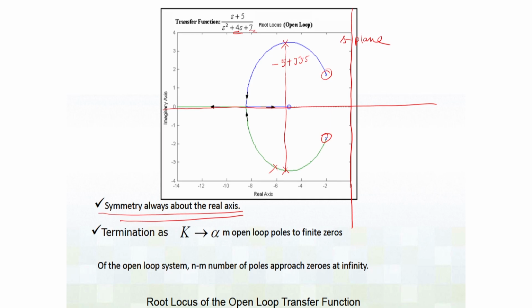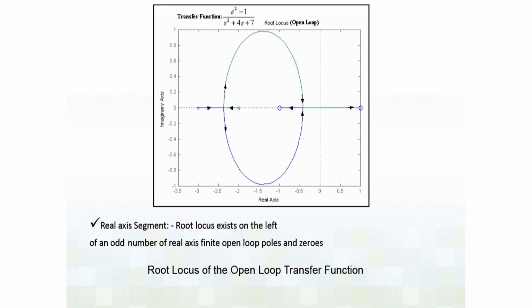Now, let us say that we have 2 poles here and 1 zero here. Where will the poles terminate? Well, the finite poles, that means 2 minus 1, that is 1 pole, is going to terminate at that zero and another pole is going to go to the zeros at infinity.